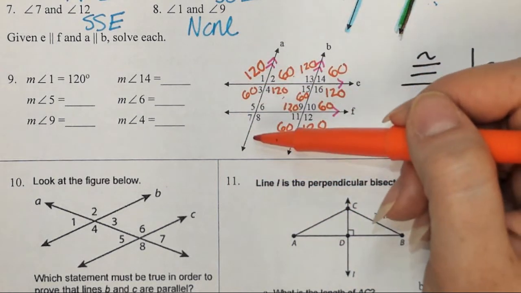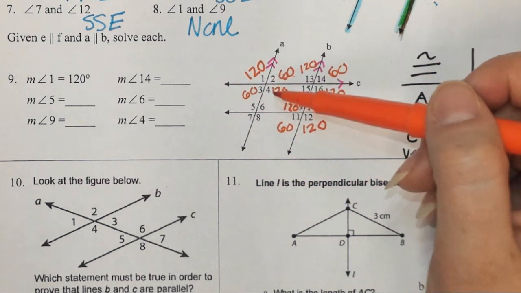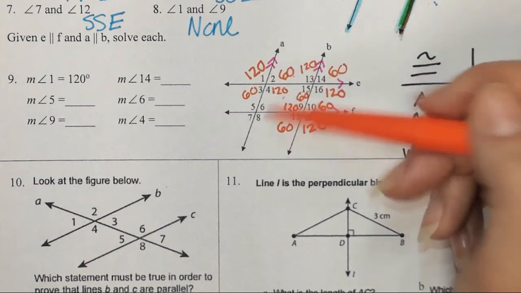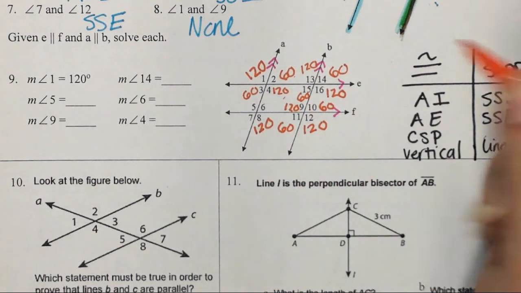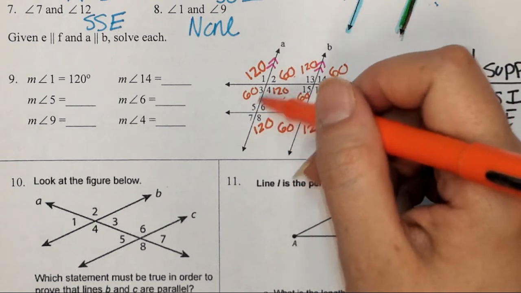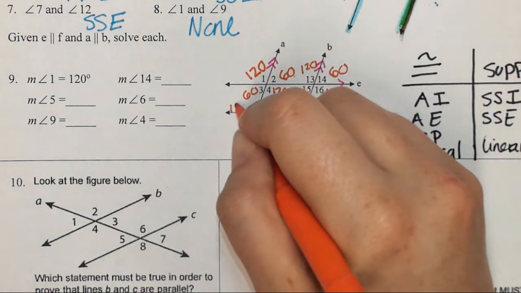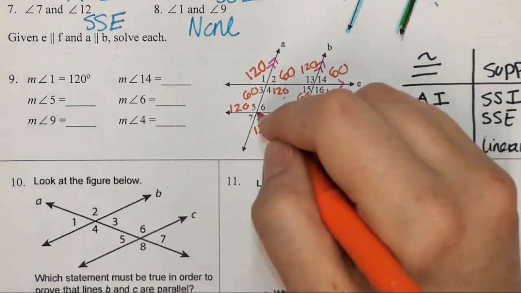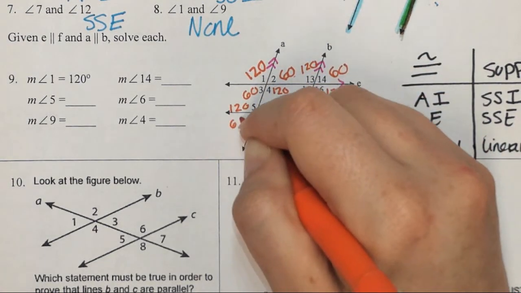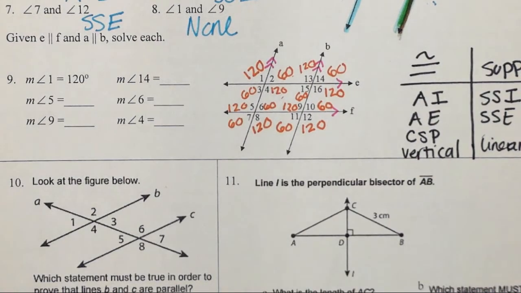Okay, same thing here. We could look at 1 and 8. Those are alternate exterior, which are congruent. You could look at 3 and 5, which are same side interior, so they're supplementary. 5 and 8 are also vertical, which means those should be congruent. Okay, and then we've got 60 and 60.